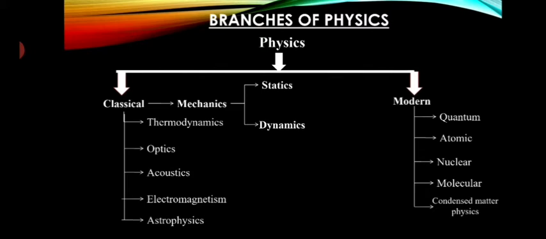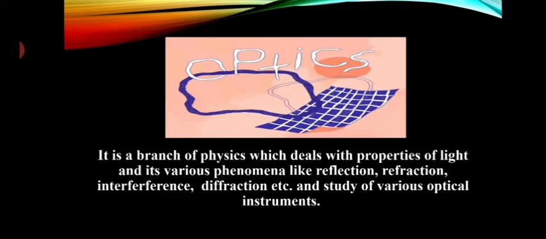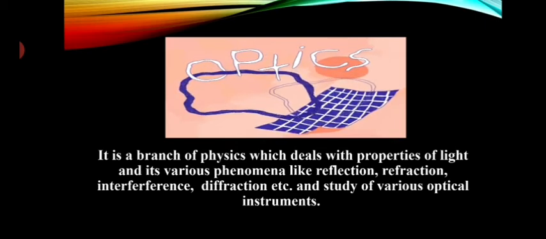Moving to our chapter, let us consider what we mean by optics. Optics is a branch of physics which deals with light and its properties and the various phenomena of light like refraction, reflection, interference, diffraction, etc., and the study of various optical instruments like the microscope and the telescope, which you have been using in your lower standards. For observing microorganisms, you must be using the microscope.